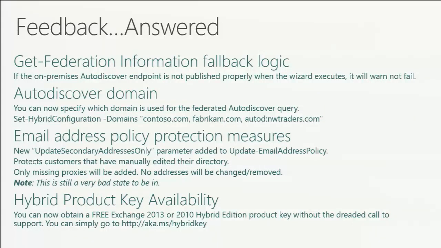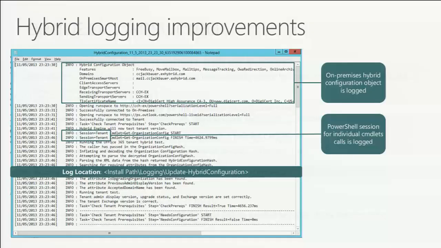A couple more things, not many people are aware of this. For every time the wizard runs, we create a log of what we did and what changes we made to your environment. You can find that in your install location under a particular directory, which I mentioned here, logging/update-hybrid configuration. The first thing you will see in the log is your desired state, because that could change in every run. Like you could have made a change and added a server. So we log, this is your desired state.